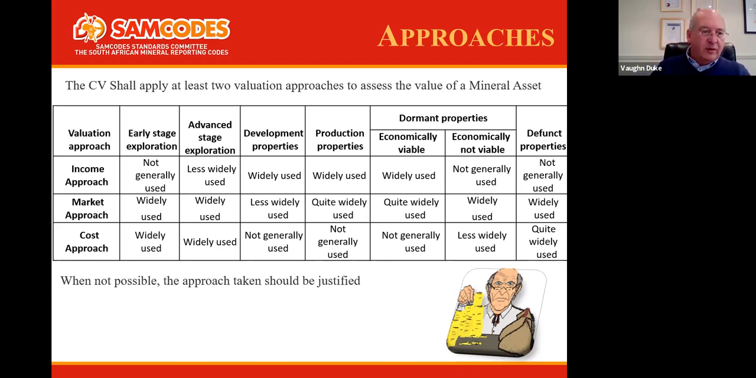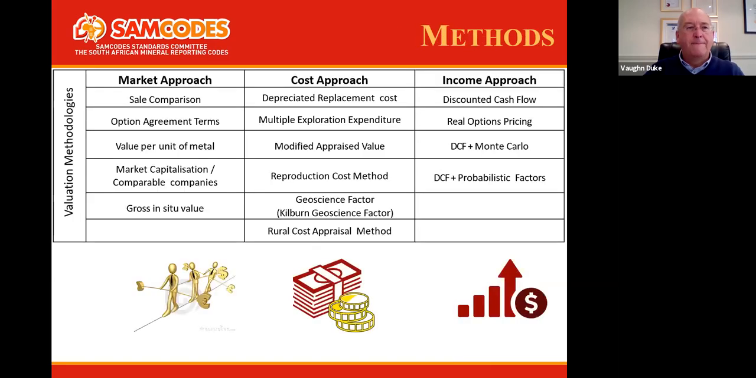There's a comment at the bottom of the table that says, when not possible, the approach taken should be justified. There are instances where you might find it's very, very difficult to use two different approaches to put a value to a property. In an instance like that, you just have to explain very clearly how you've gone about it. These are different methods. As I said, I'm not going to go into them. I'm sure I recognize a lot of the names that are listening, so I'm sure most of you are familiar with this. Otherwise, you can go and read up on it.